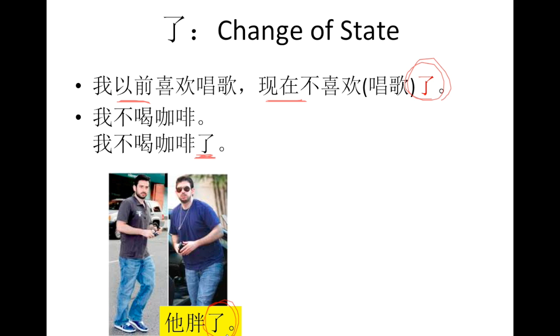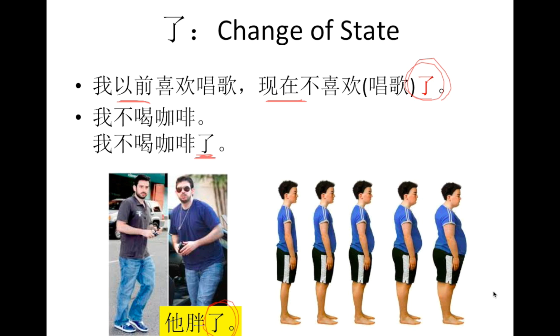He gained weight. Sometimes such change happens gradually instead of suddenly. So, to talk about gradual change, you also use 了 at the end of the sentence, but which phrase would you use to indicate it is a gradual change? 越来越. So, in this case, you can say 他越来越胖了. He's gaining more and more weight. 他越来越胖了. 懂了吗?